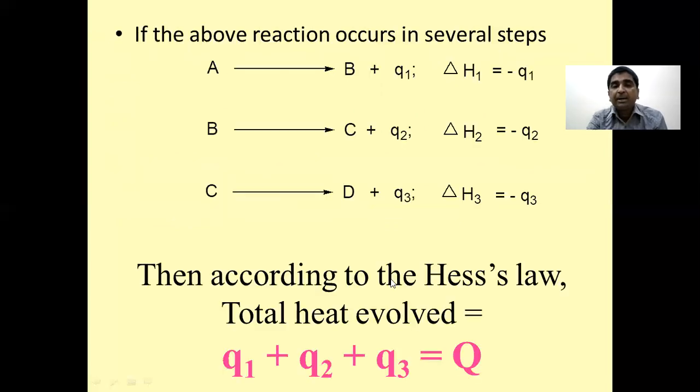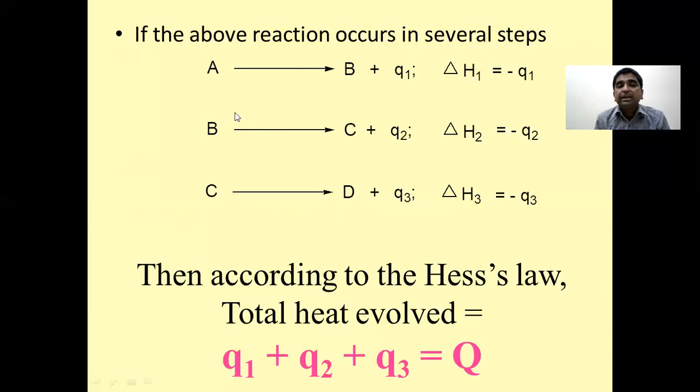There may be an alternative path for the same conversion, where A can be converted into an intermediate B, then B can be converted into C, and the intermediate C finally gets converted into D. So there is another possibility for the conversion of A into D, either in one step or through several steps. Let us suppose that the conversion occurs in the second way, in three steps.